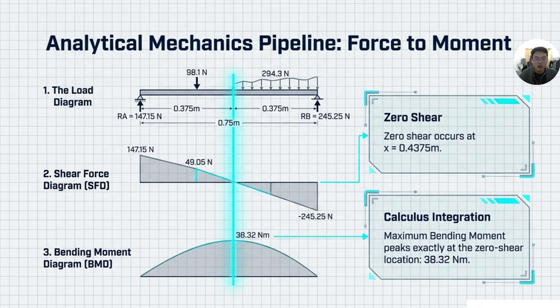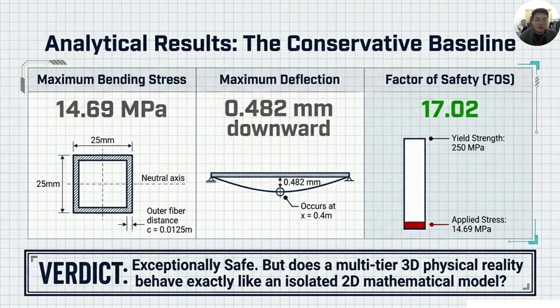The shear force crosses zero at a distance of 0.4 meters from the left support. Since the maximum bending moment occurs where the shear force becomes zero, the maximum bending moment was calculated as 38.32 newton meters. Based on the analytical calculations, the maximum bending stress was found to be 14.69 megapascals. The maximum downward deflection was 0.482 millimeters. Using the yield strength, the factor of safety was calculated as 17.02. These results indicate that the structure is capable of safely supporting the applied loads and remains well below the material's failure limit.